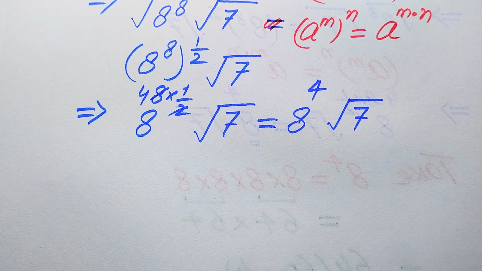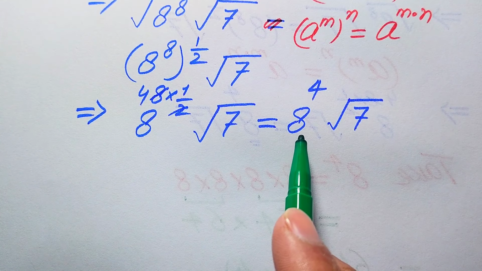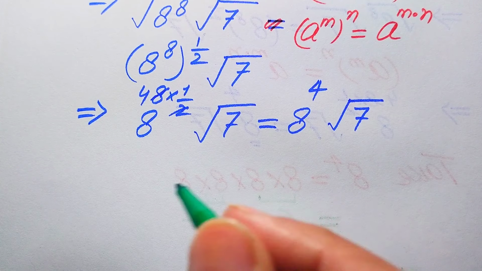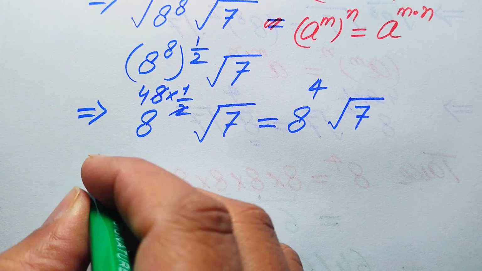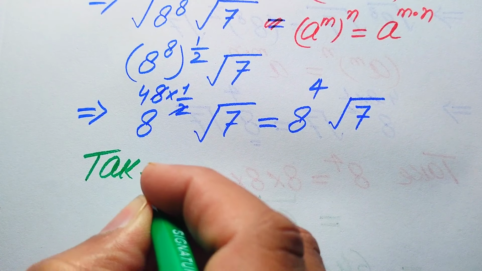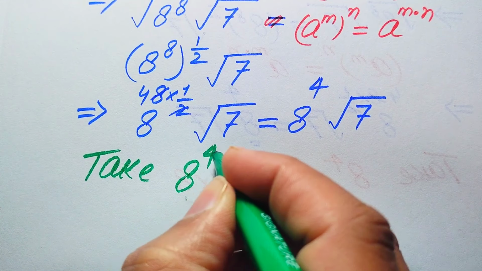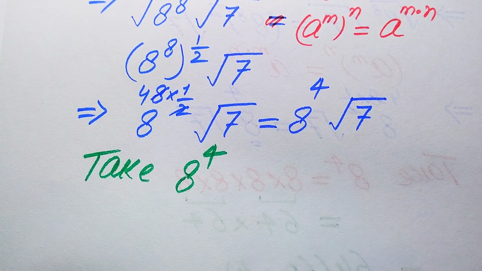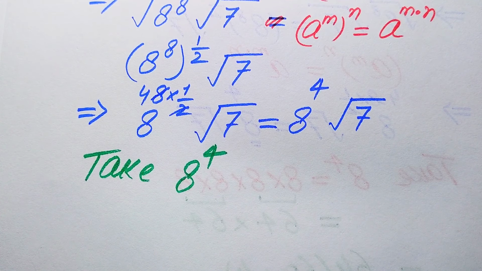In the next step we need to find the value of a to the power of 4 and substitute it here, and we obtain our desired value. First we find the value of a to the power of 4, and after finding it we substitute it in this expression and get our final answer.